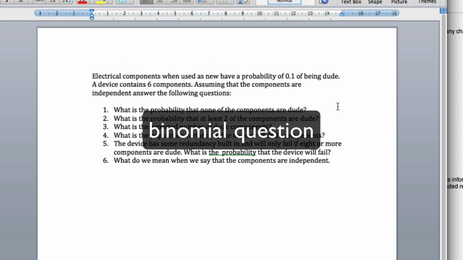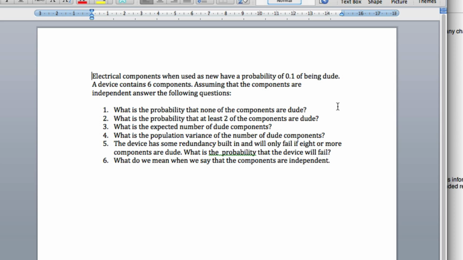Okay, so this one's going to be an example of a binomial question. So, how do I know it's binomial? Well, if you look here, we've got electrical components that, when used as new, have a probability of 0.1 of being dead. The device has six components. Assume the components are independent. Answer five questions.